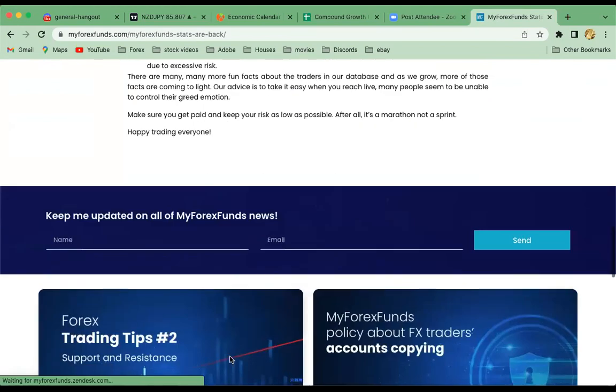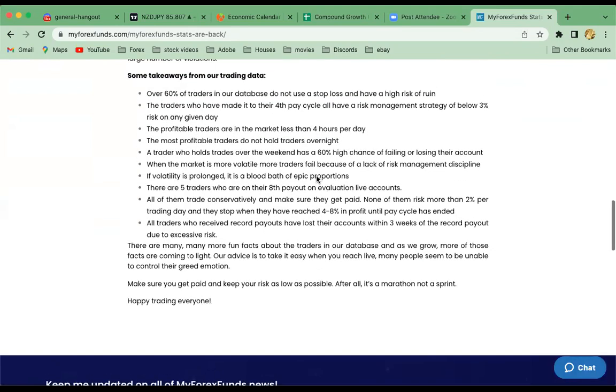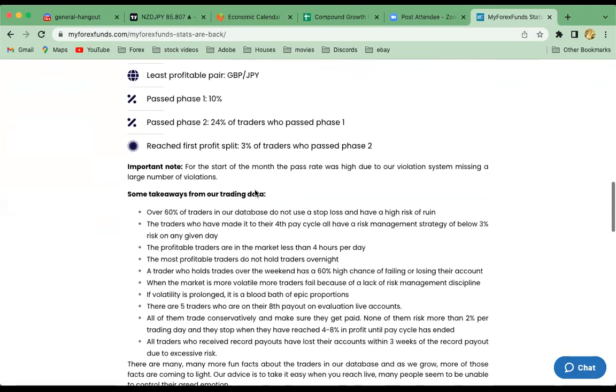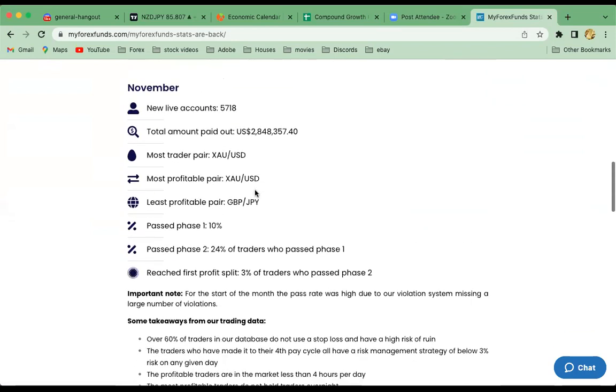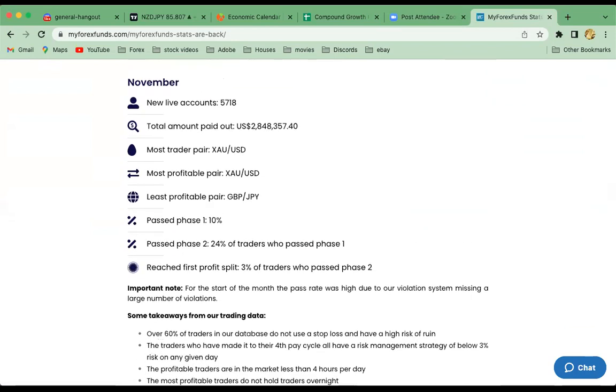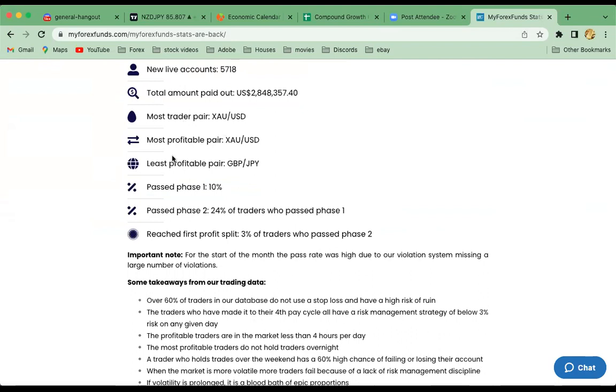If you've got any other questions, please get them in the chat whilst we're here. So here's the probability. This shows you, if people want to understand probabilities of passing these accounts, here it shows you. It said new live accounts in November last year was 5,718. The total amount paid out was $2 million. So these people are paying out a lot of money, man, to traders all over.